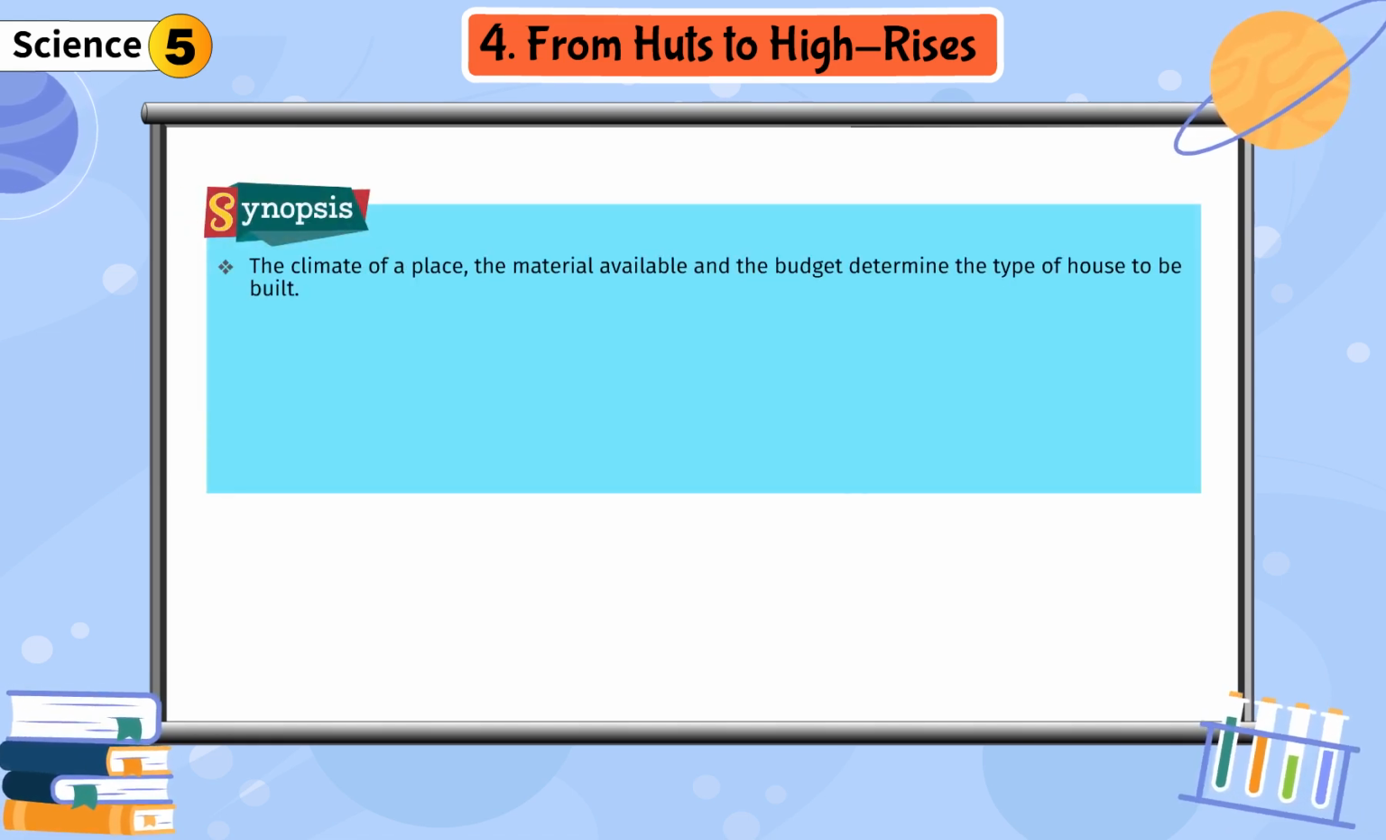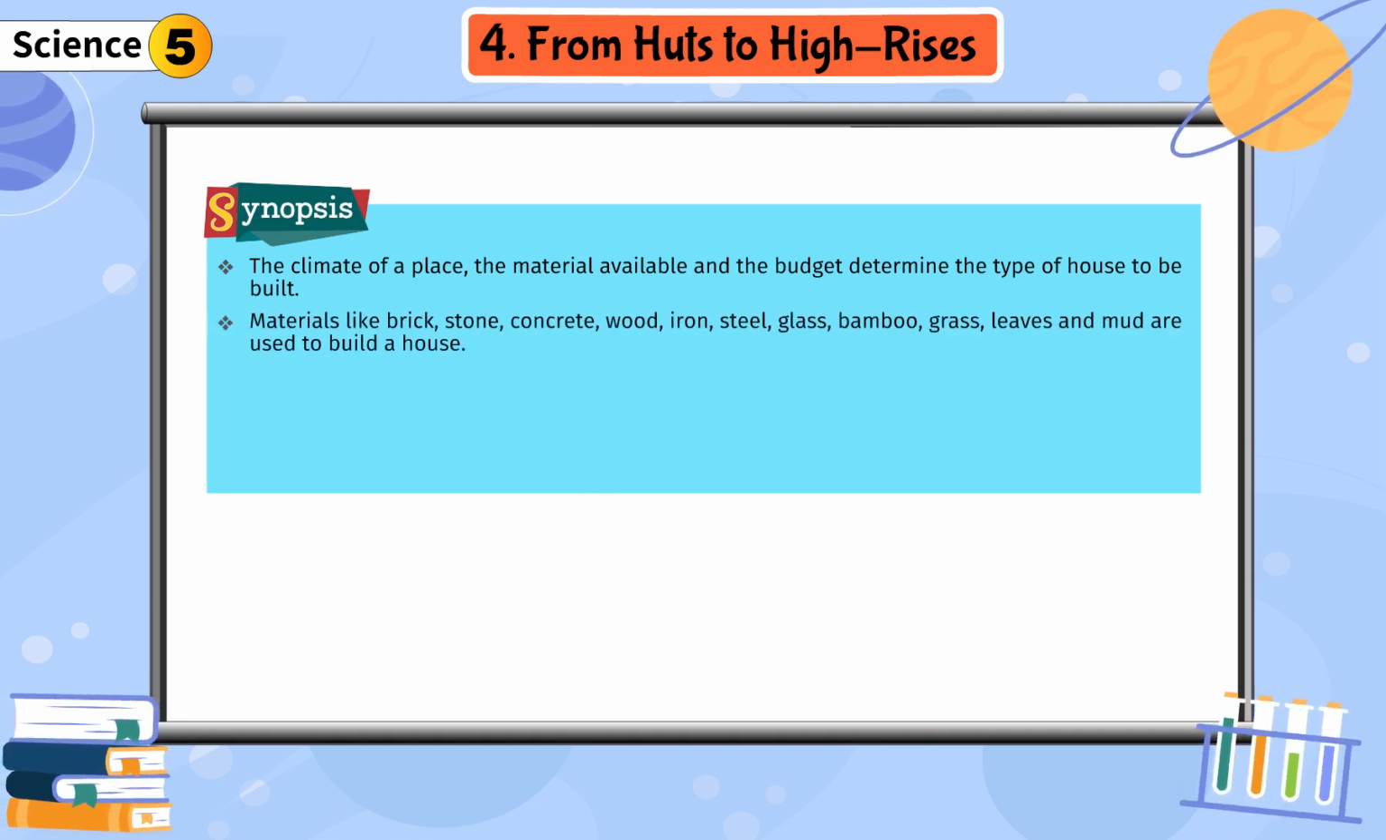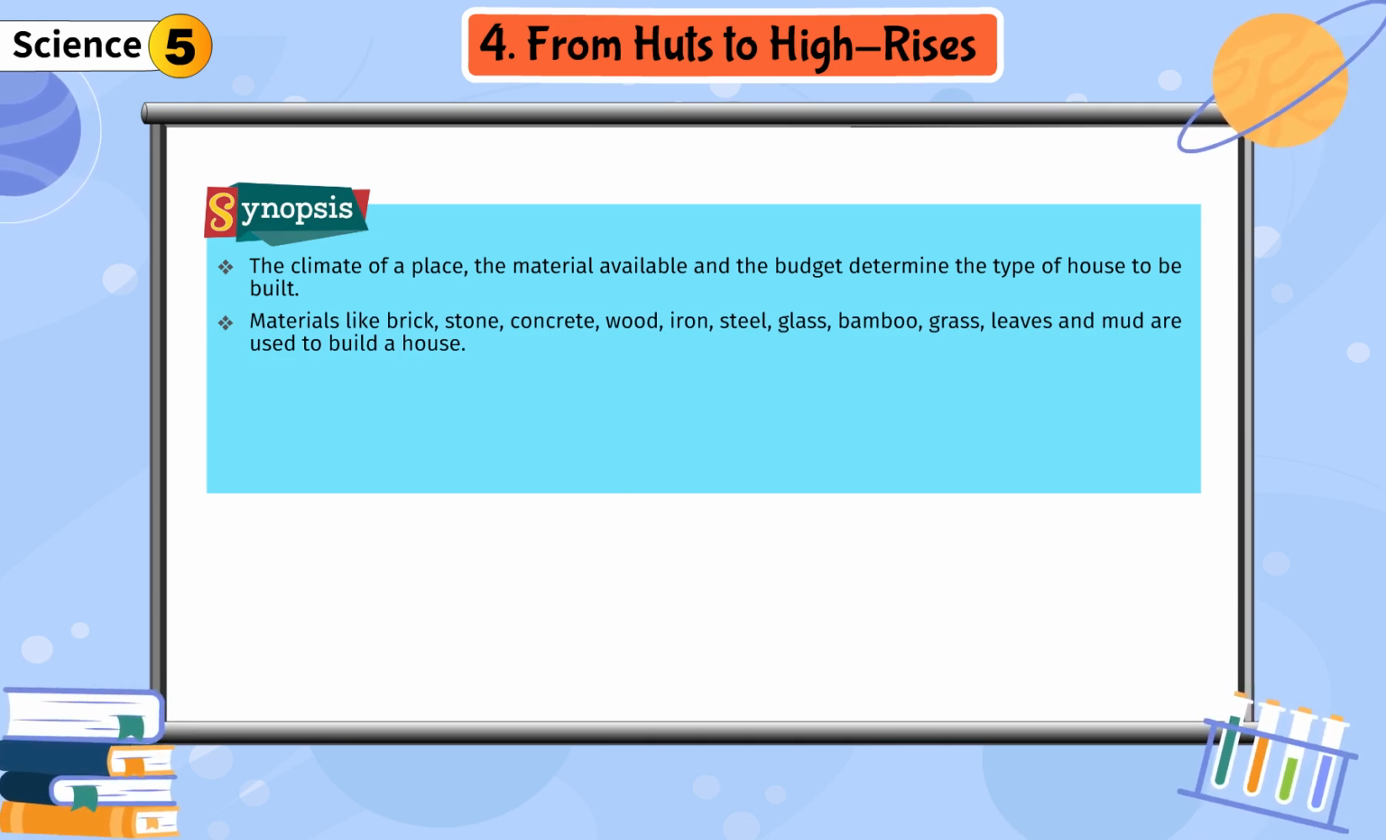Synopsis. The climate of a place, the material available and the budget determine the type of house to be built. Materials like brick, stone, concrete, wood, iron, steel, glass, bamboo, grass, leaves and mud are used to build a house.